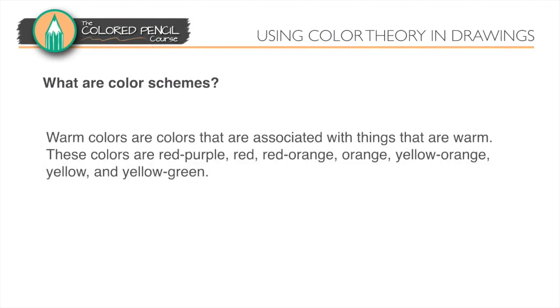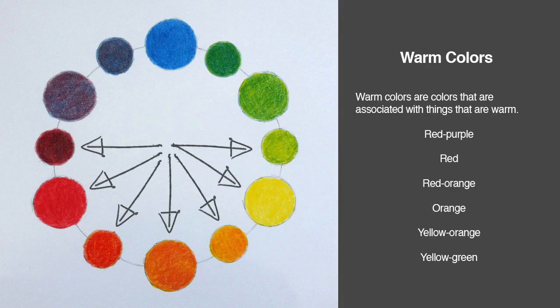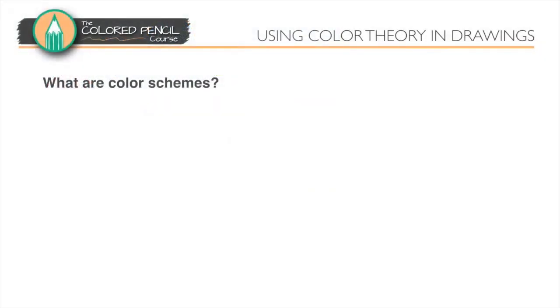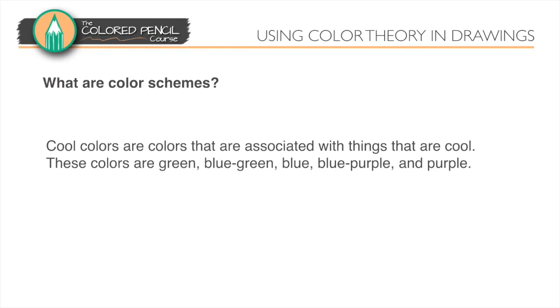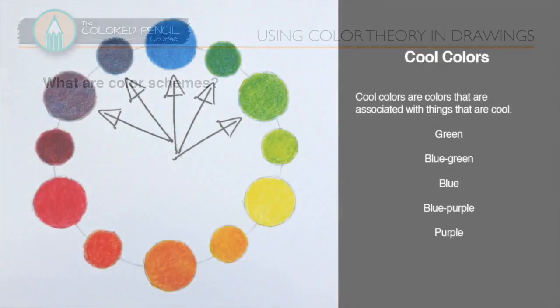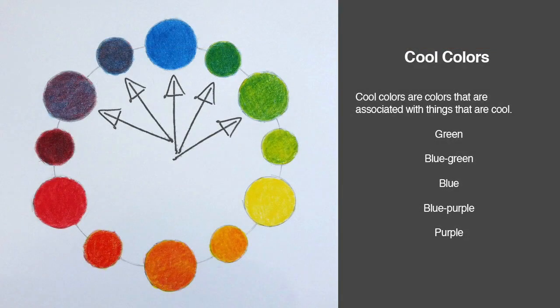Warm colors are colors that are associated with things that are warm. These colors are red-purple, red, red-orange, orange, yellow-orange, yellow, and yellow-green. By taking a look at these colors on the color wheel, you'll notice that these colors are also analogous to one another. Cool colors are colors that are associated with things that are cool. These colors are green, blue-purple, and purple. Just like warm colors, cool colors are also analogous to each other.